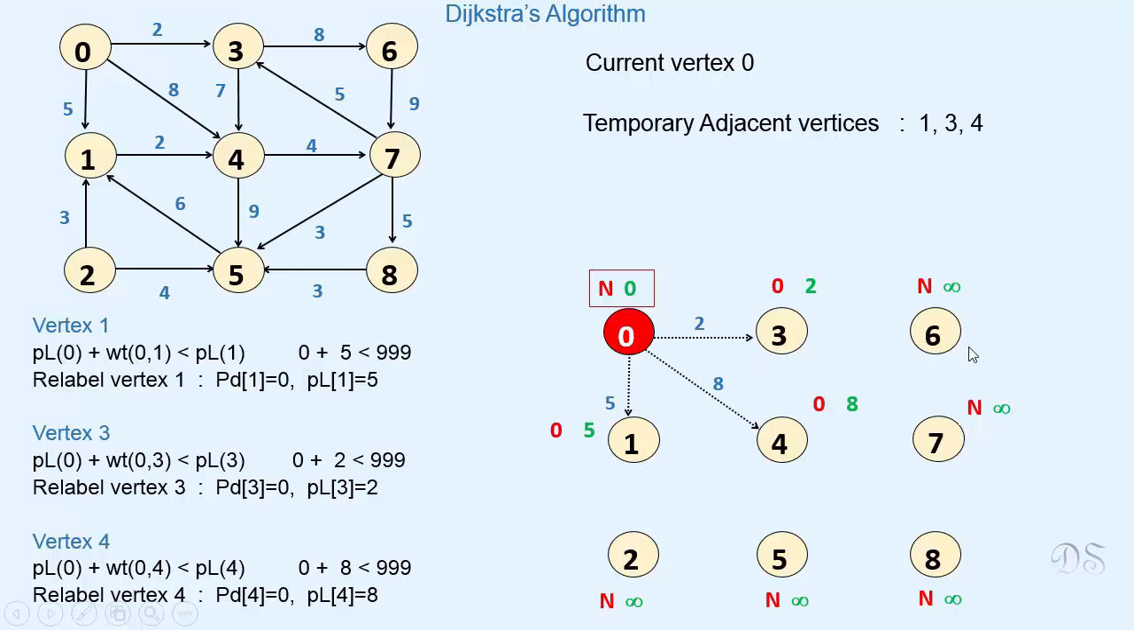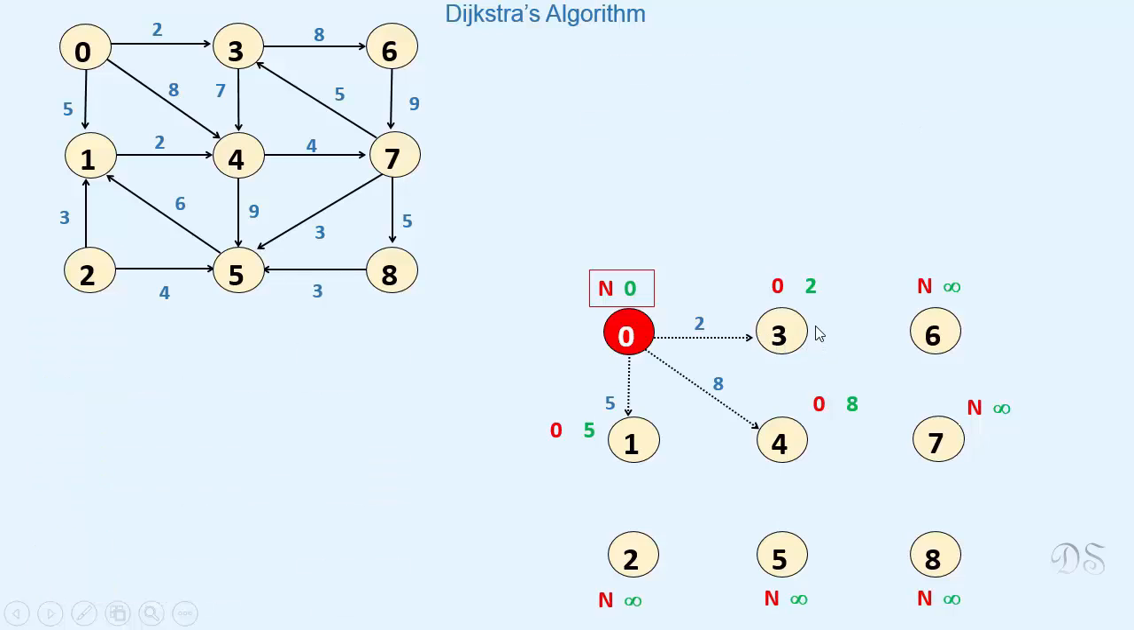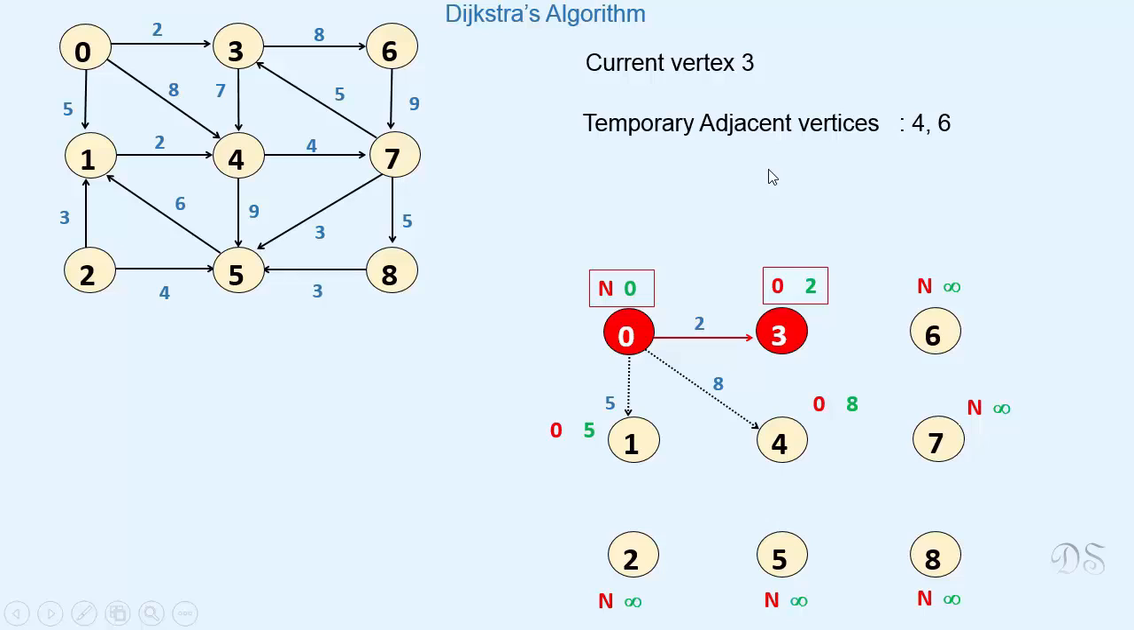Now from all the temporary vertices, we have to choose the vertex that has minimum path length. This vertex 3 is the vertex with the minimum path length. So we'll make vertex 3 permanent. Now this vertex 3 is our current vertex. We have to examine all the temporary vertices that are adjacent to vertex 3. Vertices adjacent to vertex 3 are 4 and 6 and both of them are temporary. So we'll examine vertices 4 and 6.